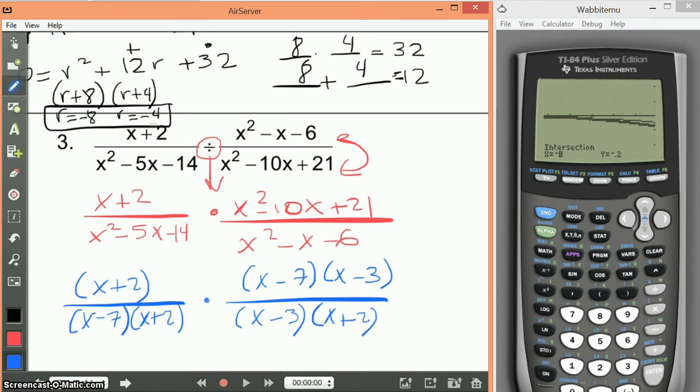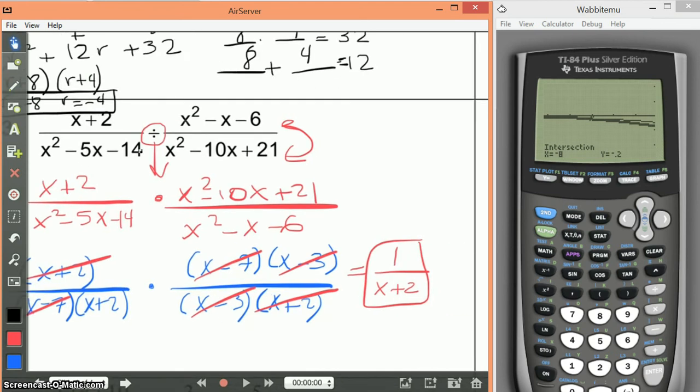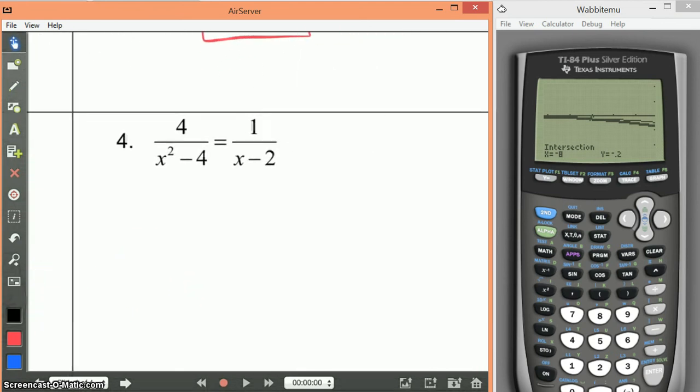Okay, now you have to cancel out. So, +2 and +2, -7 and -7, -3 and -3. There you go. Now what's left on top? Nothing. Everything's canceled out. So 1 over x plus 2. So pretty easy whenever it's an expression that has division or multiplication. You just need to factor and cancel out, but remember whenever it's division, flip the second fraction first.